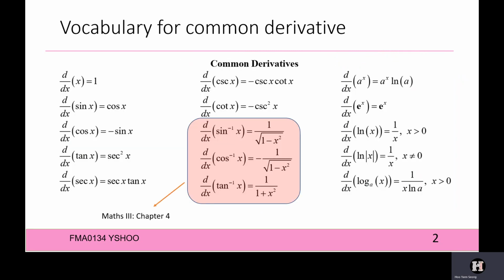Okay, so first let us look at the vocabulary for common derivatives. The first one is the polynomial. Differentiate x equals 1, differentiate x squared equals 2x, and so on. Then we have the standard six trigonometry differentiations, which you learned during your Maths 1. Then we differentiate the exponent and the logarithmic. If you really notice, this is the vocabulary because this is the standard.